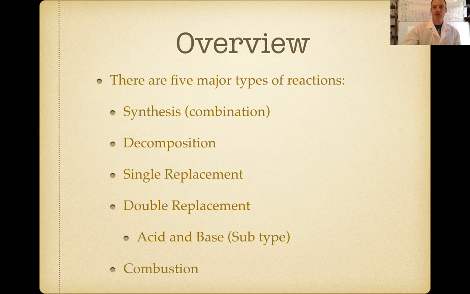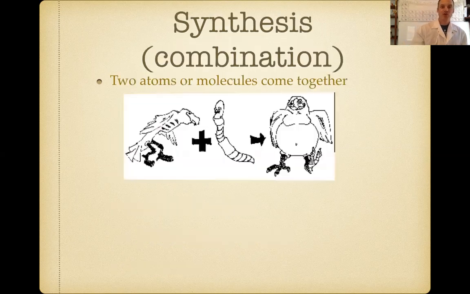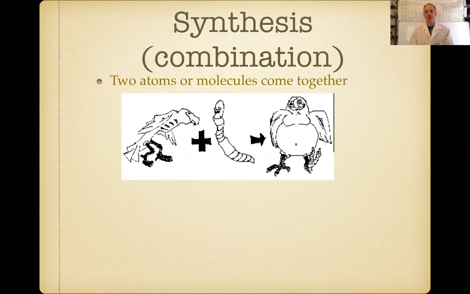So let's take a look at synthesis reactions a little bit more in detail. Synthesis reactions, or combination reactions, as they're also known, are reactions where you have two reactants come together. Now, if you remember in the previous unit, we talked about reactants and products. Reactants are the things that come before the arrow, and products are the things that are created after the arrow in a chemical reaction.